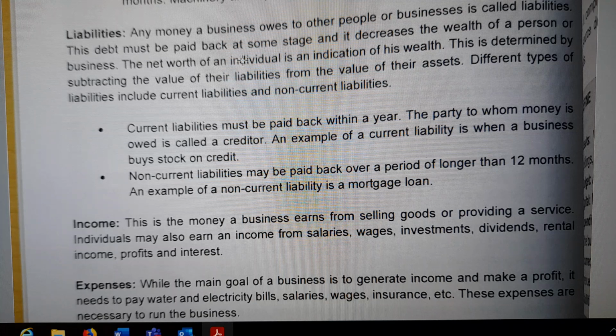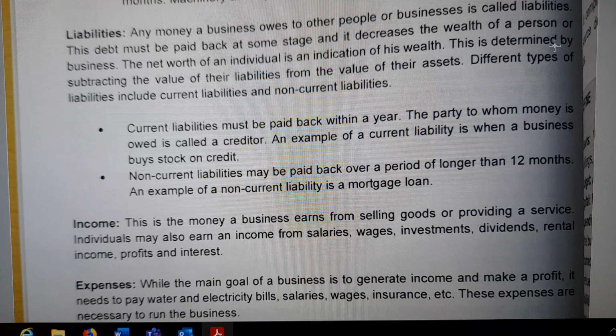The net worth of an individual is an indication of his wealth. Okay, net worth means how much do you have in terms of cash and assets. This is determined by subtracting the value of their liabilities from the value of their assets. Different types of liabilities include current liabilities and non-current liabilities. Remember, with assets, we've got fixed assets, current assets, and non-current assets.